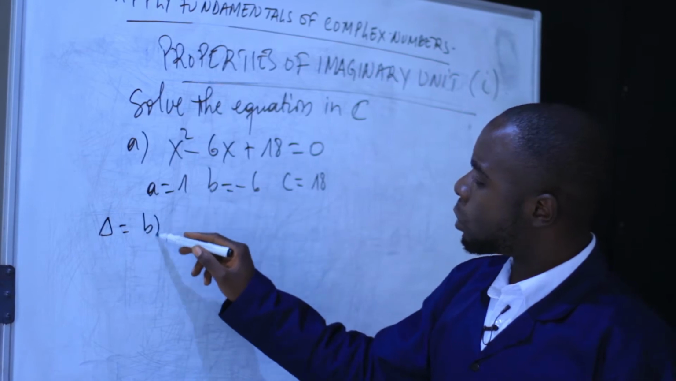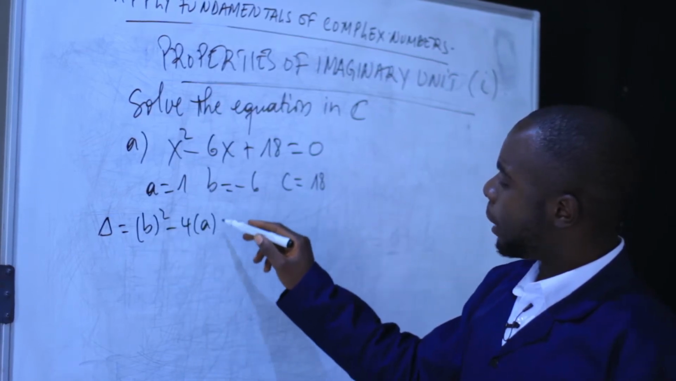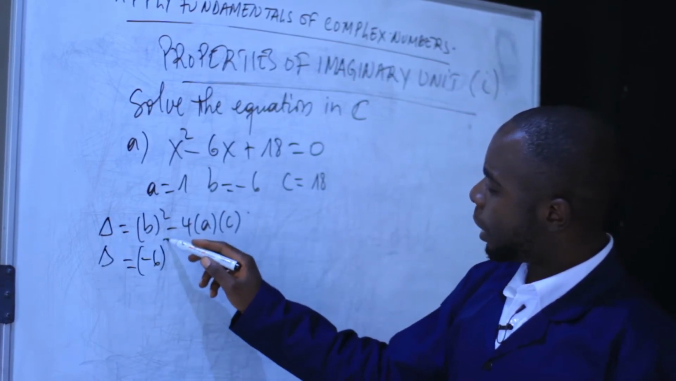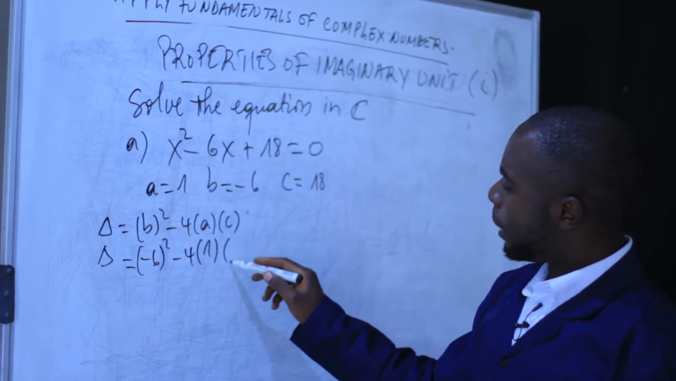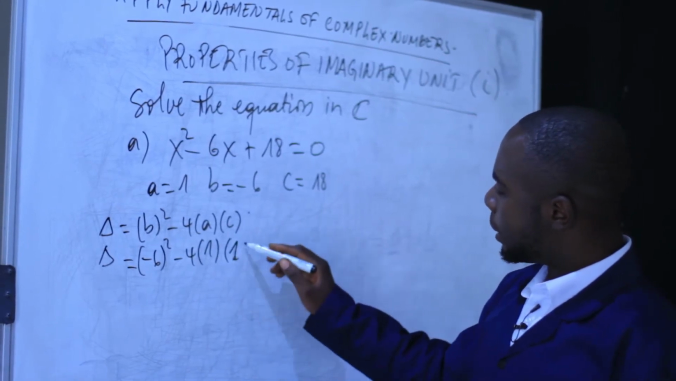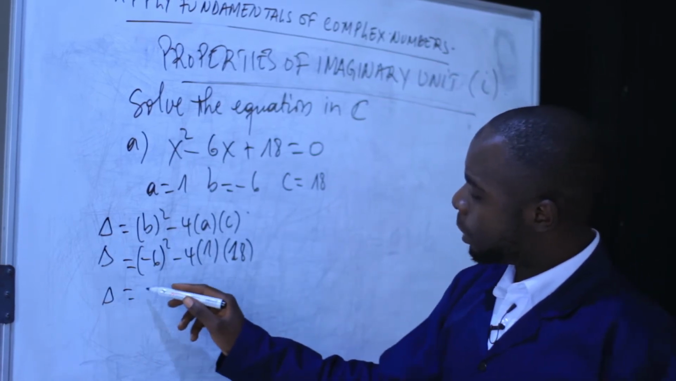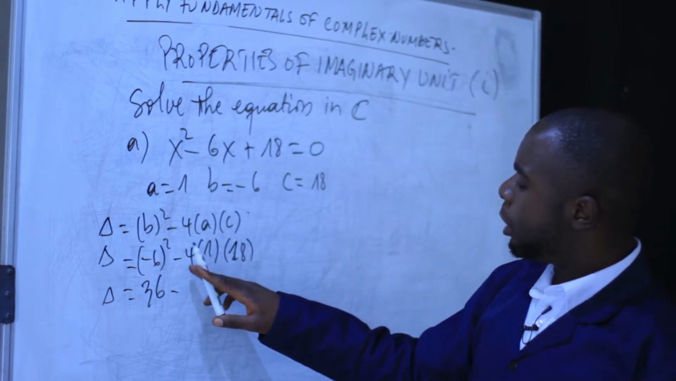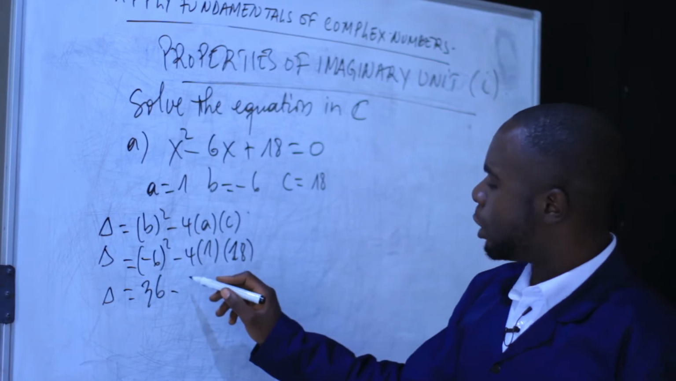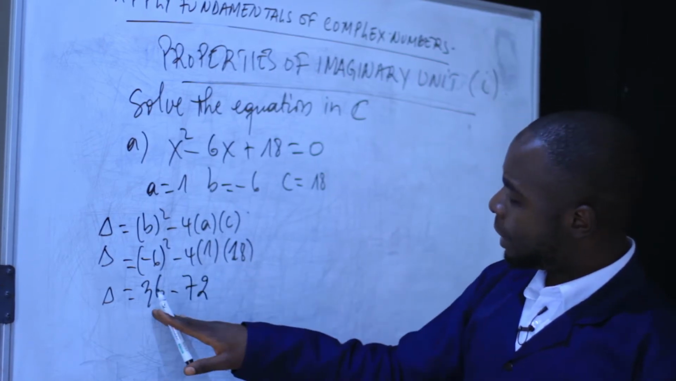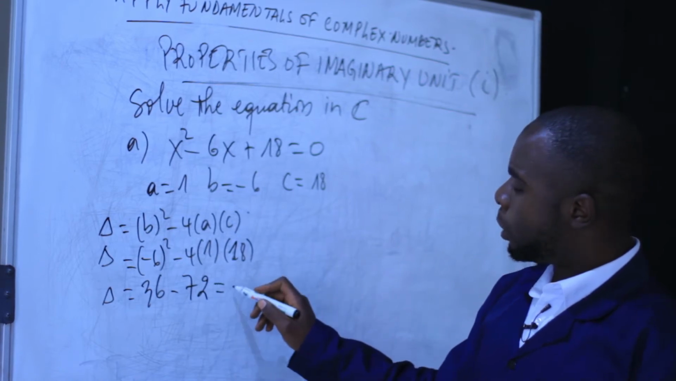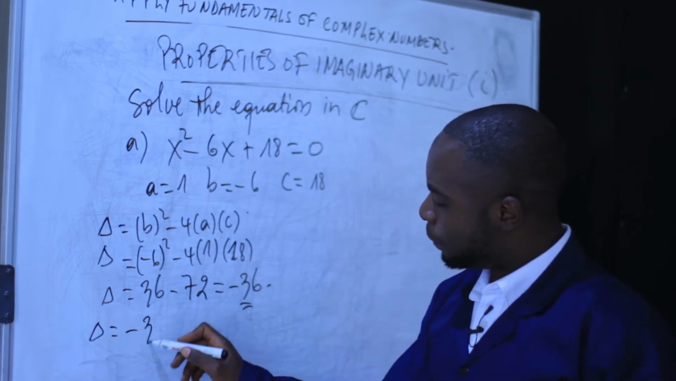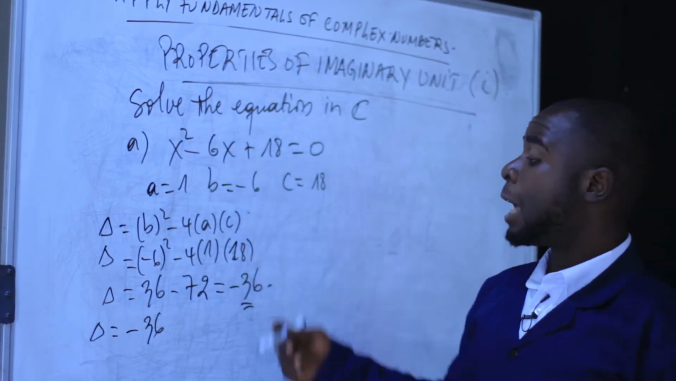Discriminant will be equal to b square minus 4 times a times c. So discriminant will be equal to negative 6 square minus 4 times a times c, which is 18. That is 36 minus 4 times 1, which is 4, times 18, which is 72. Then 36 minus 72 will be equal to minus 36. You know, the discriminant is a negative number. It means this equation has no real roots.